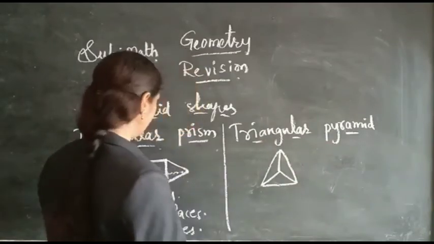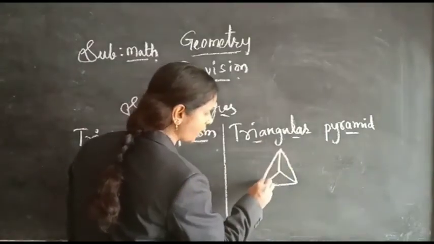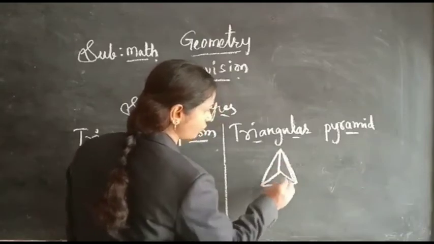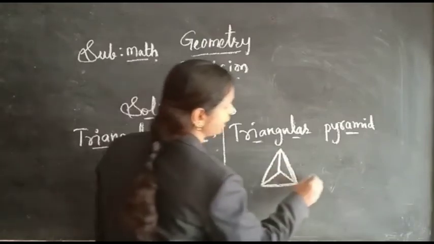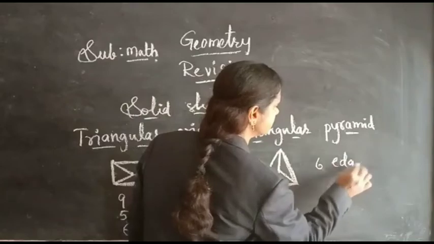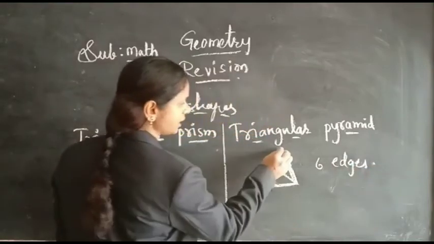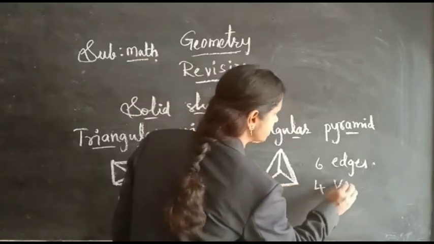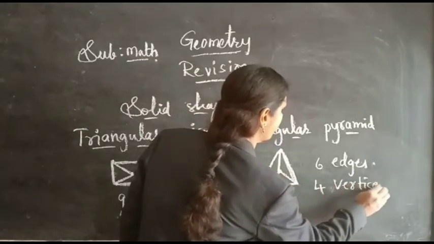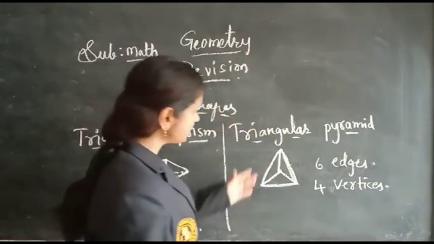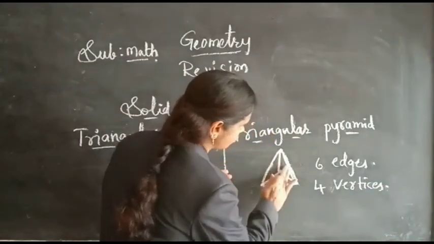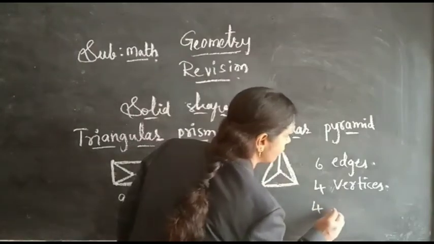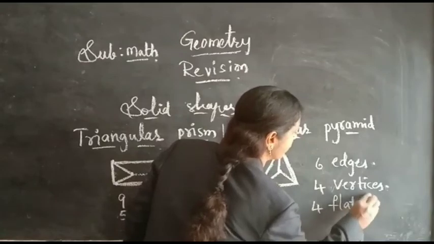Let's count its edges. 1, 2, 3, 4, 5, 6. It has 6 edges. Vertices: 1, 2, 3, 4. 4 vertices. And its faces: 1, this, 2, and front 3, and the base, total 4 flat faces.